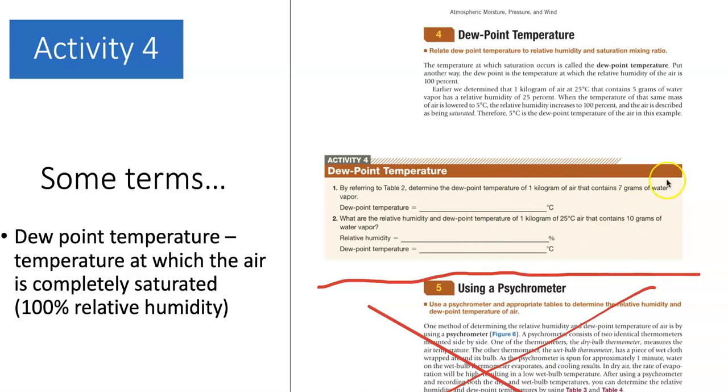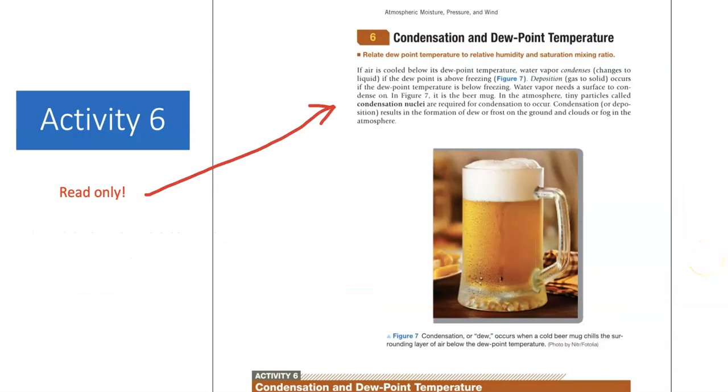Okay, so I'll let you work on those on your own, and we can always talk about this in class if you're stuck. 5 we're not doing, 6 we're not doing, but I do want you to read this section up here about dew point and condensation. So if air is cooled below the dew point temperature, the water vapor condenses.